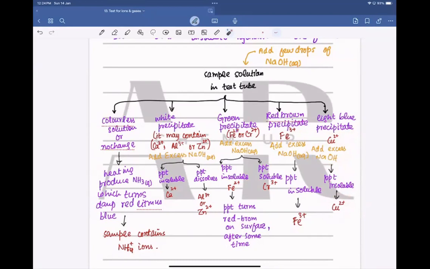Sir, I have a question. When a white precipitate is formed and the result is aluminium or zinc, how will it be distinguished between aluminium or zinc? Very good. That will be distinguished further by using aqueous ammonia, which I will explain in the next chart. With sodium hydroxide, we can distinguish calcium from aluminium or zinc. So we can identify calcium from here, and then we conclude it is either aluminium or zinc. To further confirm whether it's aluminium or zinc, we will use aqueous ammonia. Okay, sir.